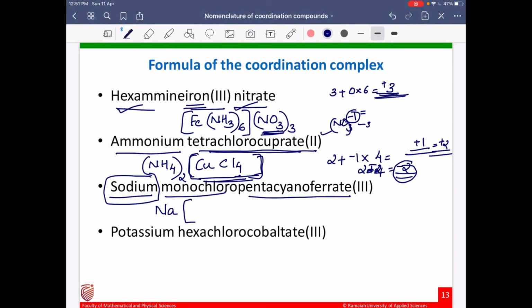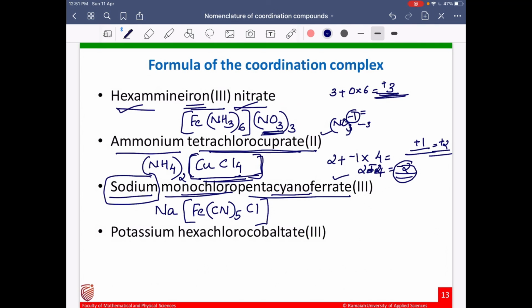So for the complex ion, which metal? Fe. First we write Fe. How many ligands are there? Monochloro, chlorine is present. Pentacyano, cyanide is present. So cyano 5, and chlorine 1 because it is monochloro. The structure is finished, but we have not yet checked whether the number of counter ions is correct.